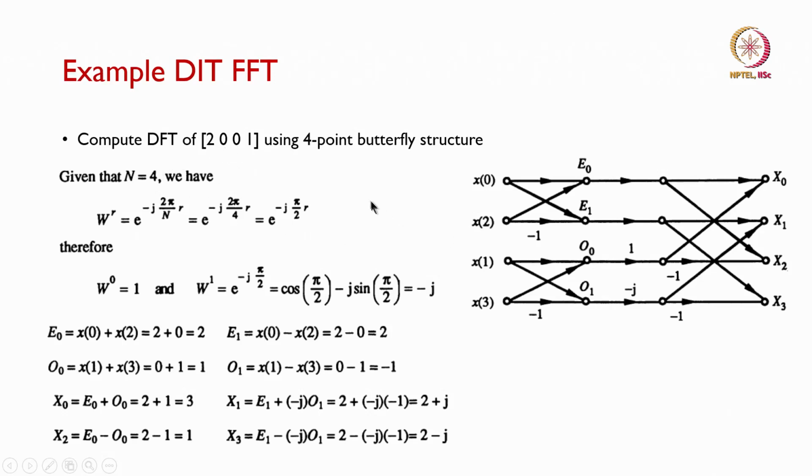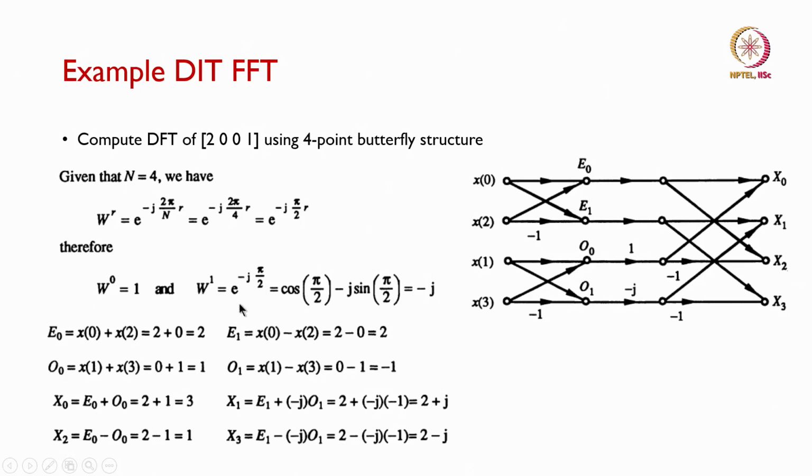Then we have to calculate the twiddle factors, since N is equal to 4. The notation W r or W k may vary a little from one book to another, so you can use one notation. It becomes e power minus j 2 pi by N into r, which is 2 pi by 4 r, nothing but e power minus j pi by 2 into r. W 0 we always know is 1.